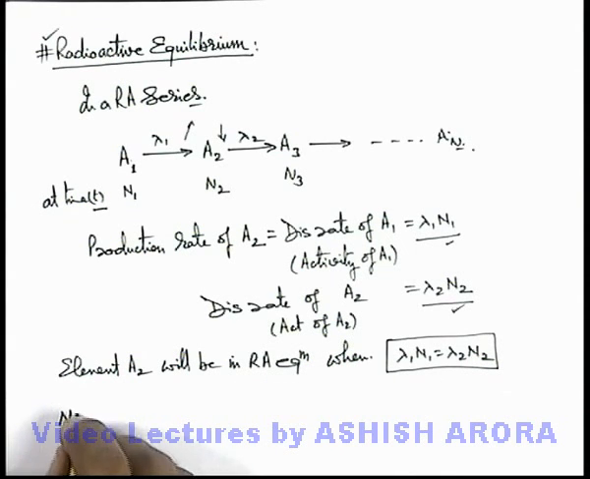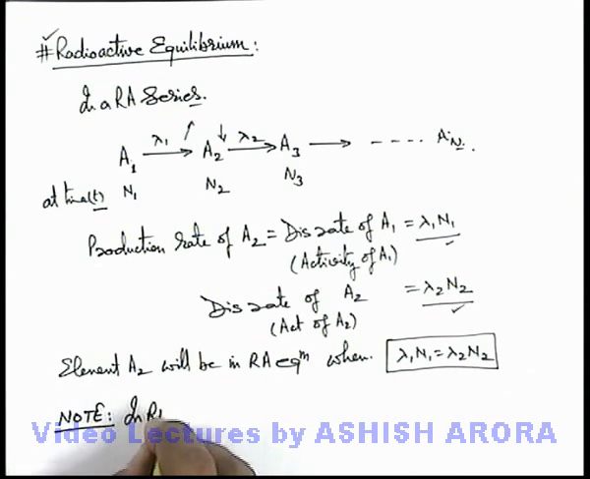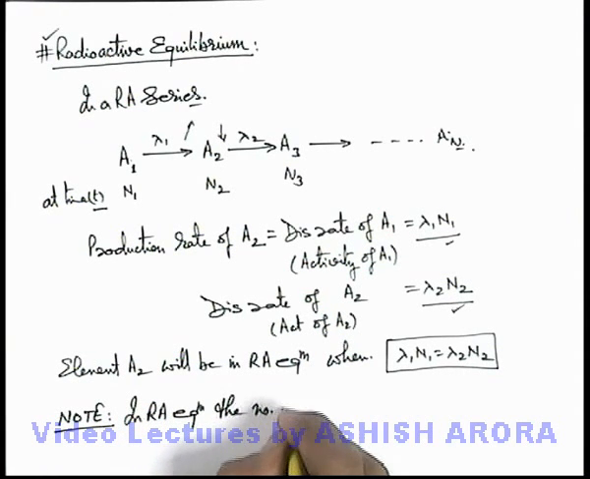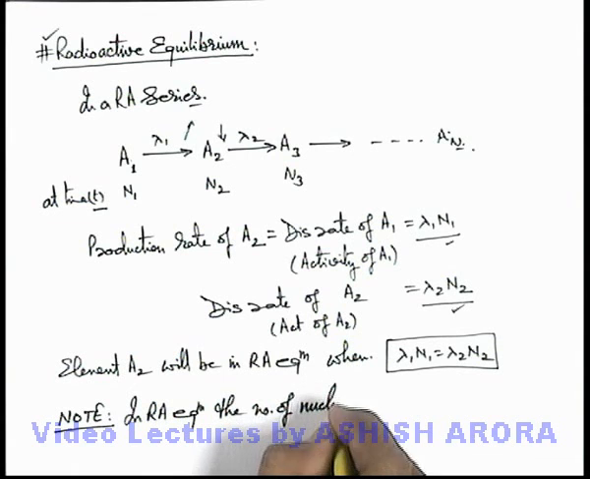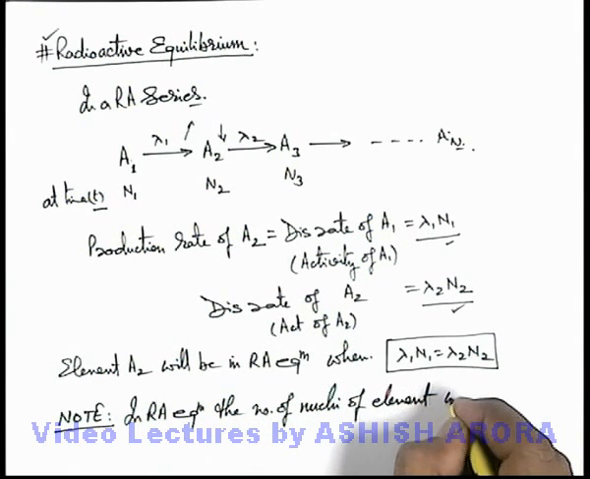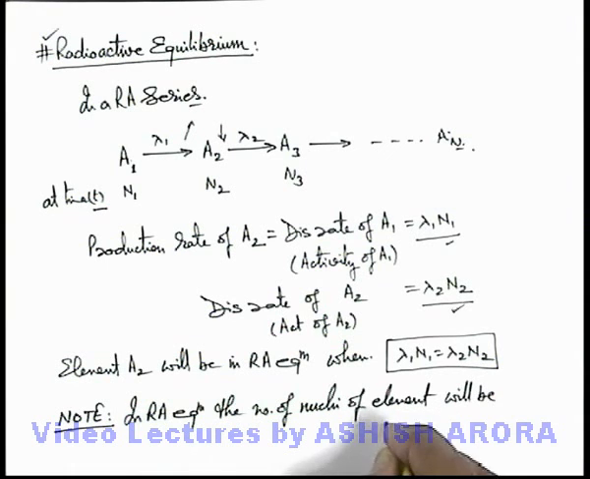And here we can also write down a note that in radioactive equilibrium, the number of nuclei of the element will be maximum, and it appears to be constant for the duration the equilibrium will persist.